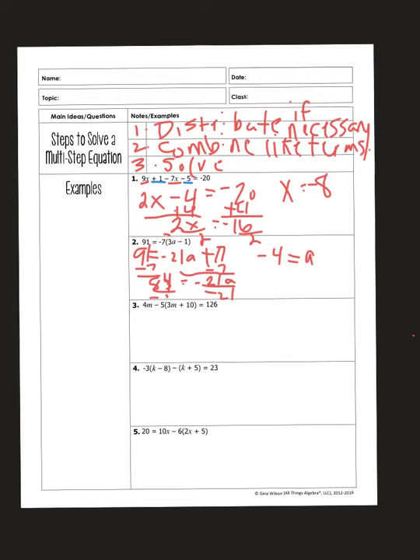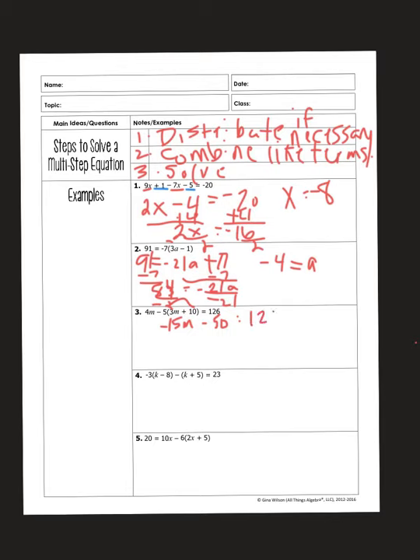Distribute. Negative 5 times 3m is negative 15m. And negative 5 times 10 is negative 50. Equals 126. Plus 4m. Okay, just bring the rest down. All right, combine like terms. So 4m minus 15m is negative 11m minus 50 equals 126.